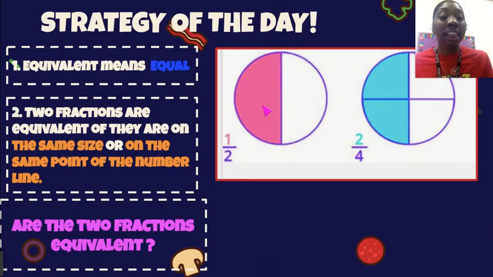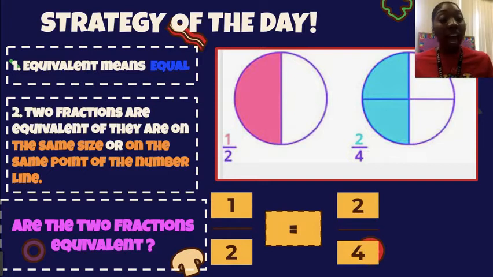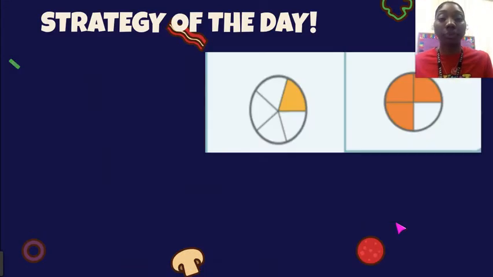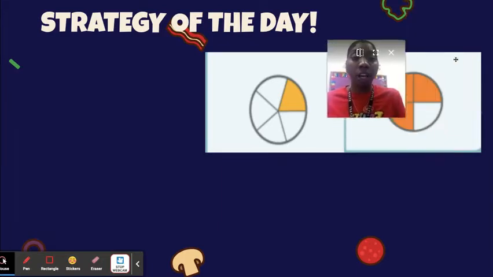We see that half of this circle is shaded, and even though this is 2 out of 4 parts, it still looks like half of the circle is shaded. So is 1/2 equal or equivalent to 2/4? Yes, it is, because they have the same amount that is shaded in both figures. Now let's take a look at the next two figures below.